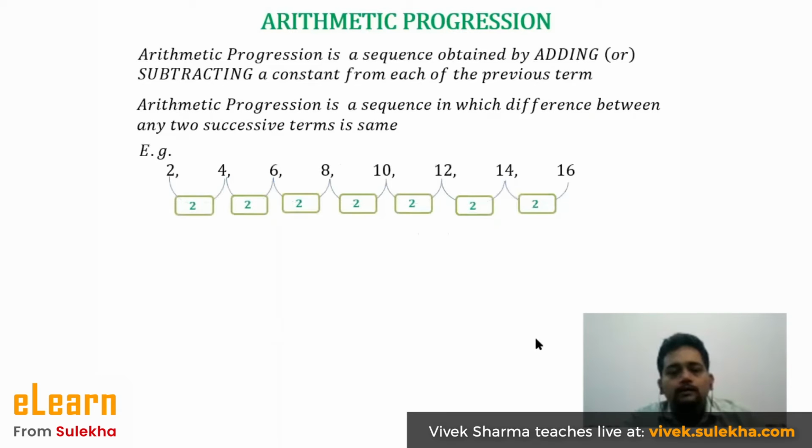So basically, if you analyze this data given in front of you, that is 2, 4, 6, 8, 10, 12, 14, 16 and so on, you will see that there is a difference of 2 between two consecutive terms. If you subtract the previous term from the next term, you will get 2. Here, your first term is 2, and this constant which is added to the previous term to get the next term is known as the common difference.